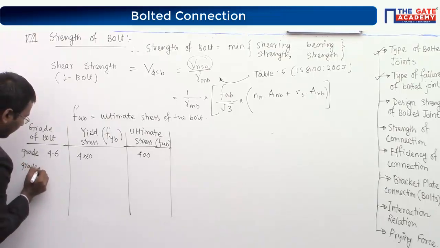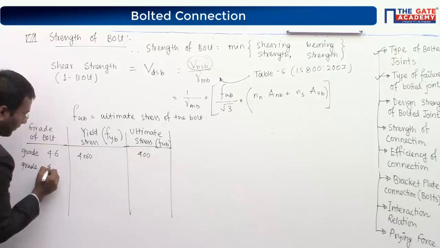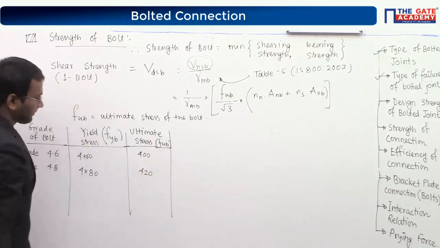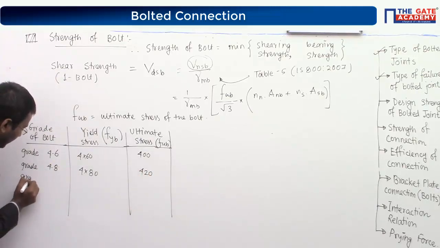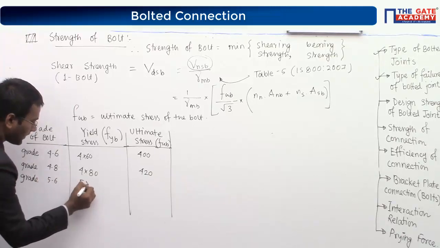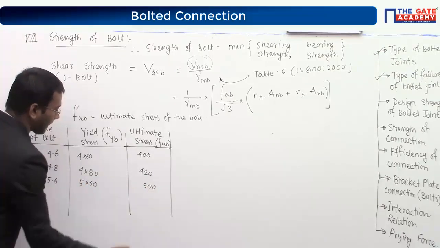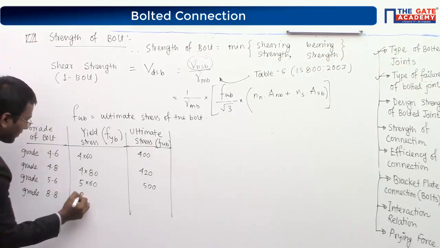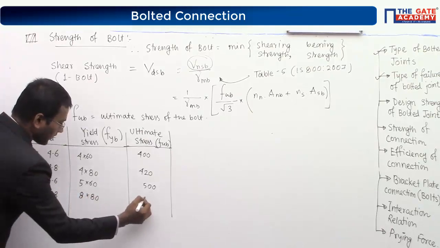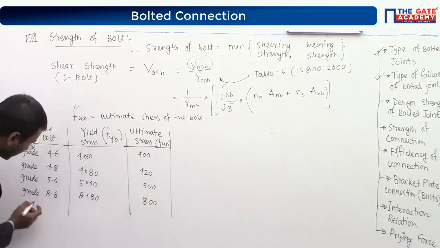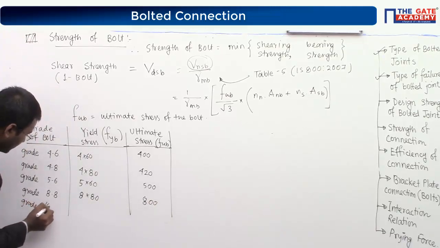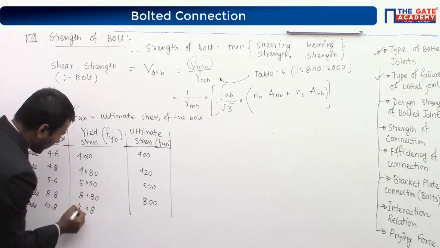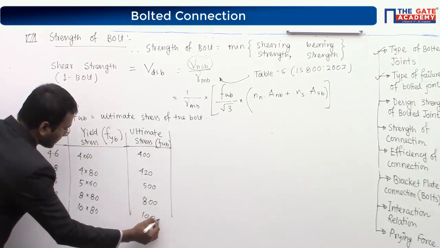Next one is grade 4.8. So 4 multiplied by 80. Here you have to remember the value 420. Next one, let us consider grade 5.6. So 5 multiplied by 60 and it will be 500. Right? Let us consider grade 8.8, which is your 8 multiplied by 80. So this will be your 800, like this, and so on. Let us take grade 10.8. So 10 multiplied by 80. So it is also 1000, like this.